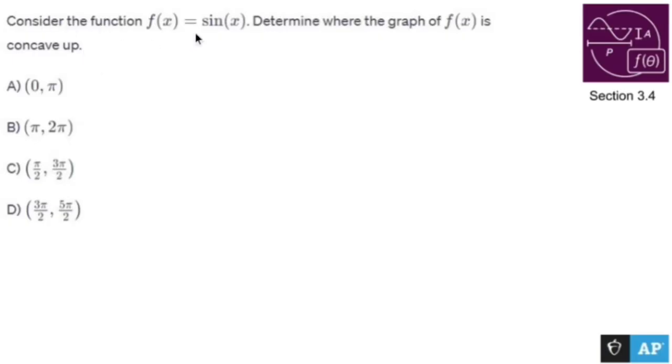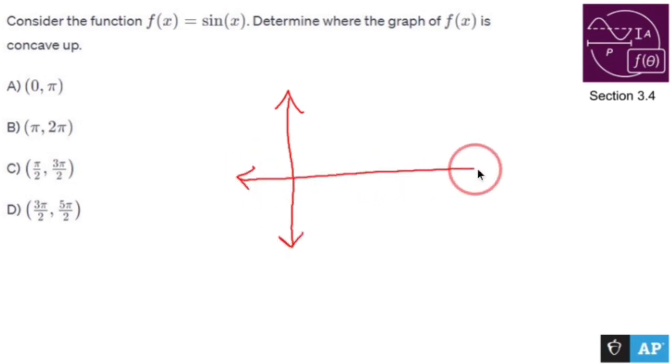Consider the function f of x equals sine x. Determine where the graph of f of x is concave up. This is section 3.4, so we are to assume that we know how to graph sine x. So let's graph sine x and see what we come up with.